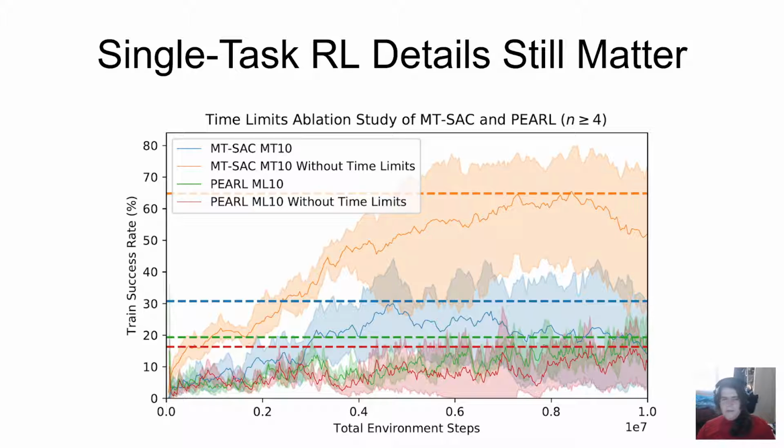Notably, fixing this issue does not improve the performance of PEARL, which essentially is doing variational inference on top of multitask SAC in order to do meta learning, indicating that there are some other issues that PEARL has on these benchmarks.